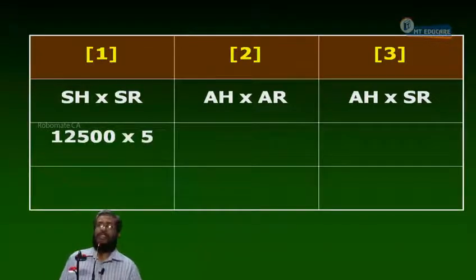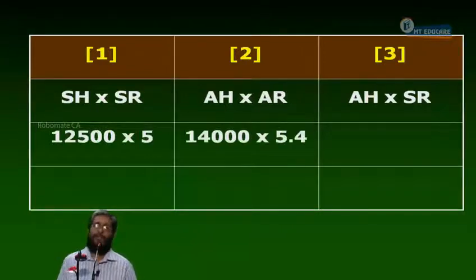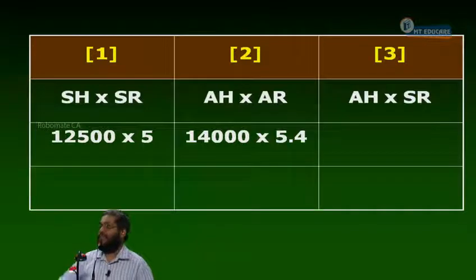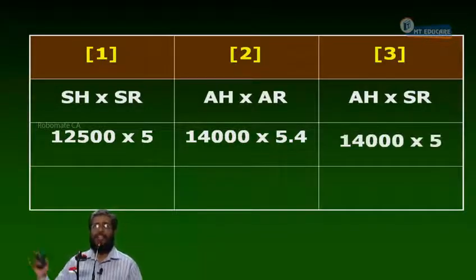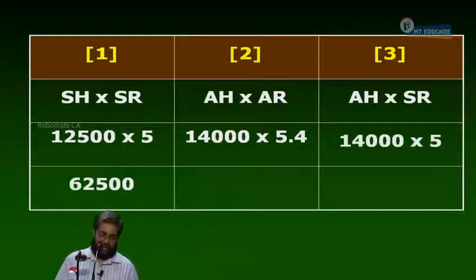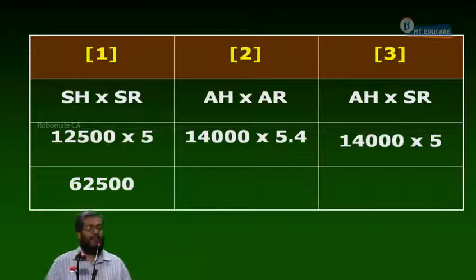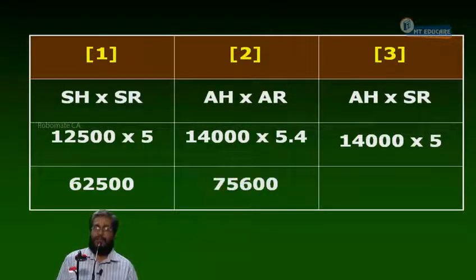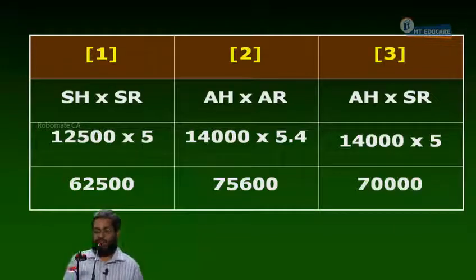What are the actual hours? 14,000 hours into the actual rate paid, 5.4. 14,000 hours into 5.4. And actual hours 14,000 into the standard rate 5. First column is 62,500. Second column is 75,600. Third column is 70,000.